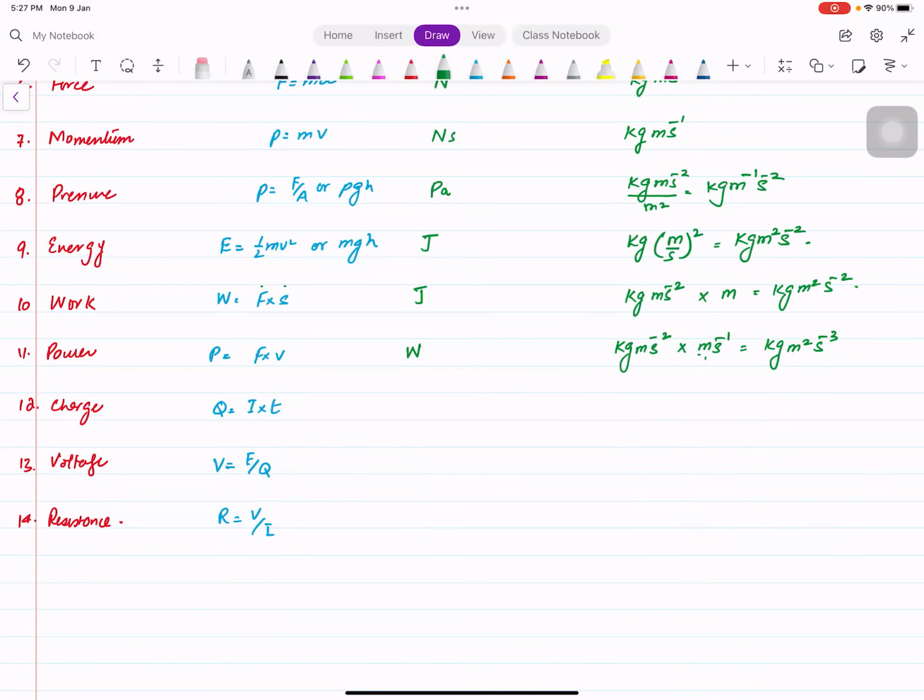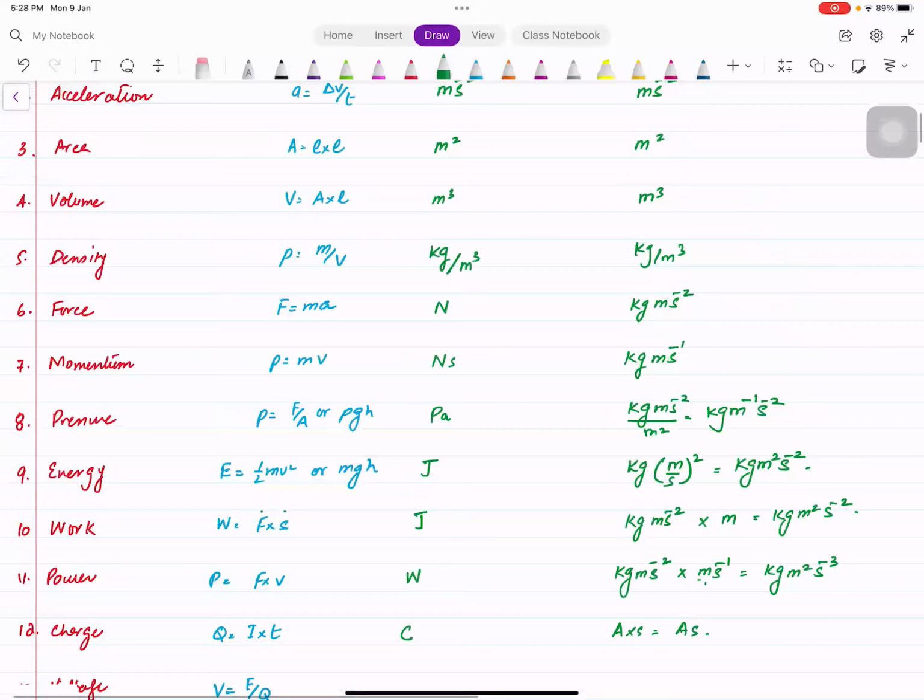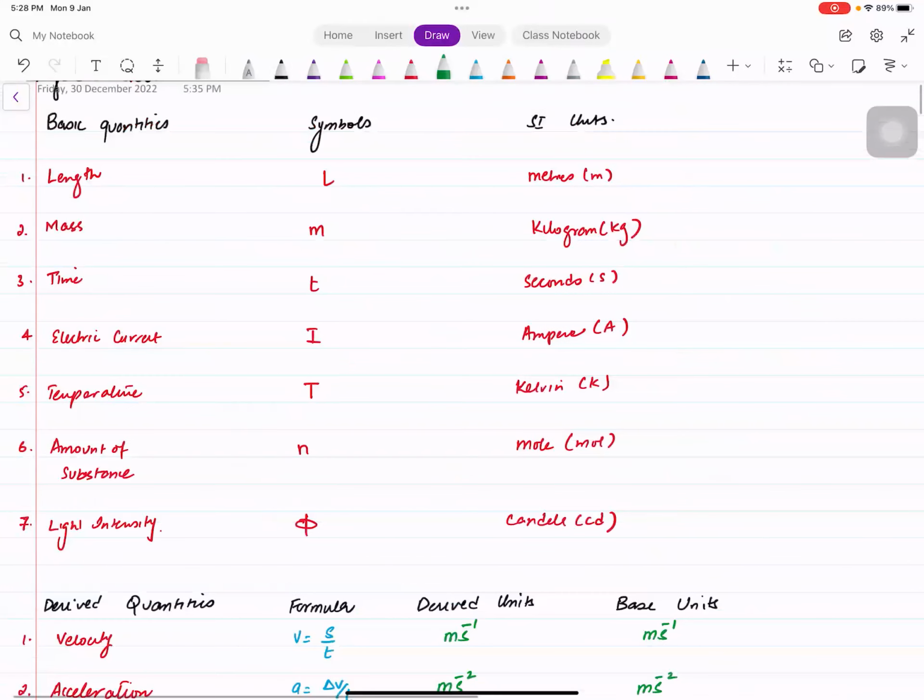Now, going to charge. Charge is current into time, because current is in amperes. Sorry, charge has its own unit. My bad. The charge unit is coulombs, C, because it has ampere and time. So current is in ampere and time is in seconds, so it will be A s, right? Both ampere, which belongs to electric current, and second, which belongs to time, are basic units, so you don't have to do anything else.